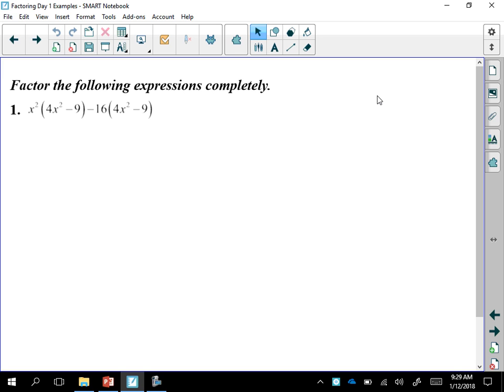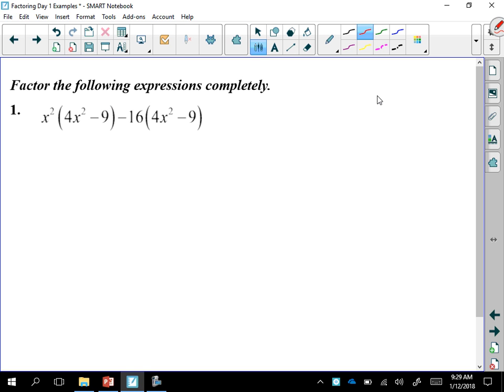So first thing, no matter what technique that we intend to use, what's the first thing that we look for? A GCF. So we're looking for anything that's separated by an addition or subtraction sign outside of parentheses. So here's a subtraction sign, and that's what separates those two terms. Is there a GCF among those two terms? Yep, what is it? 4x squared minus 9. In fact, they both have 4x squared minus 9 raised to the first power.